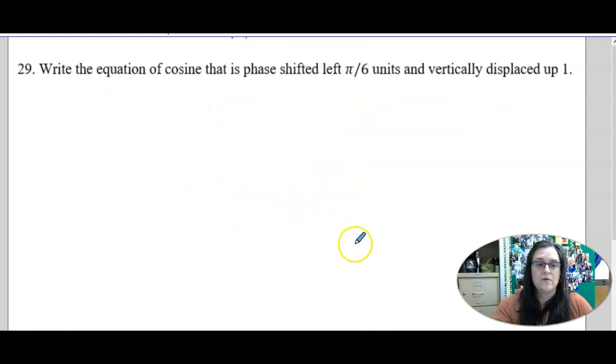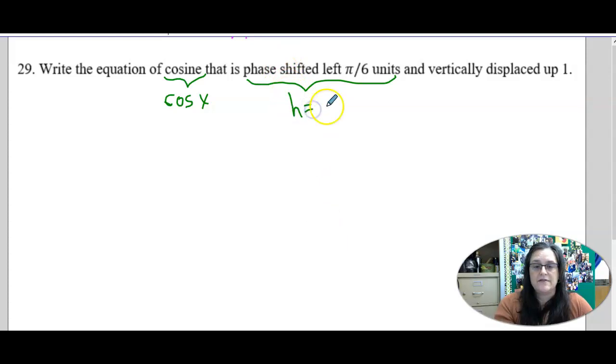Number 29 asks us to write the equation of cosine, so that's our type of function. And cosine needed to be phase shifted to the left pi over 6 units. Phase shift is the h. And if we're going to the left, then we have a negative h. So h is negative pi over 6. And then vertically displaced up 1 is the k. Since we're going up, the k is positive.